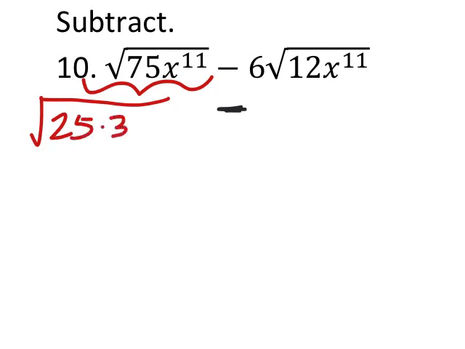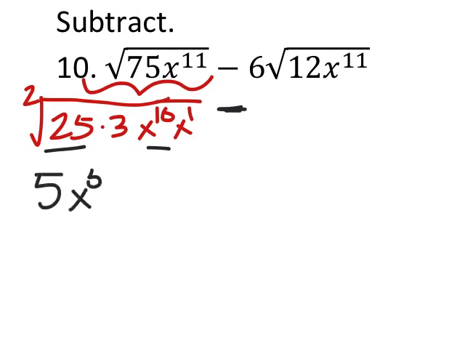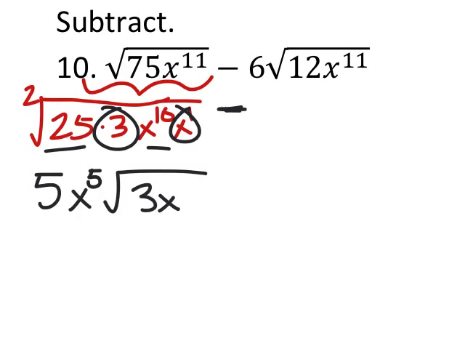25 times 3 times x to the 11th. But in actuality, yes, I can go ahead and split up that x to the 11th. I just need the next lowest even number, because this is the square root times x to the 1 power. And what this allows me to do is to pull out the 25 and x to the 10th. That gives me a 5, x to the 5th. And then I have the square root of what's left over, the 3 and the x will stay in the radicand.